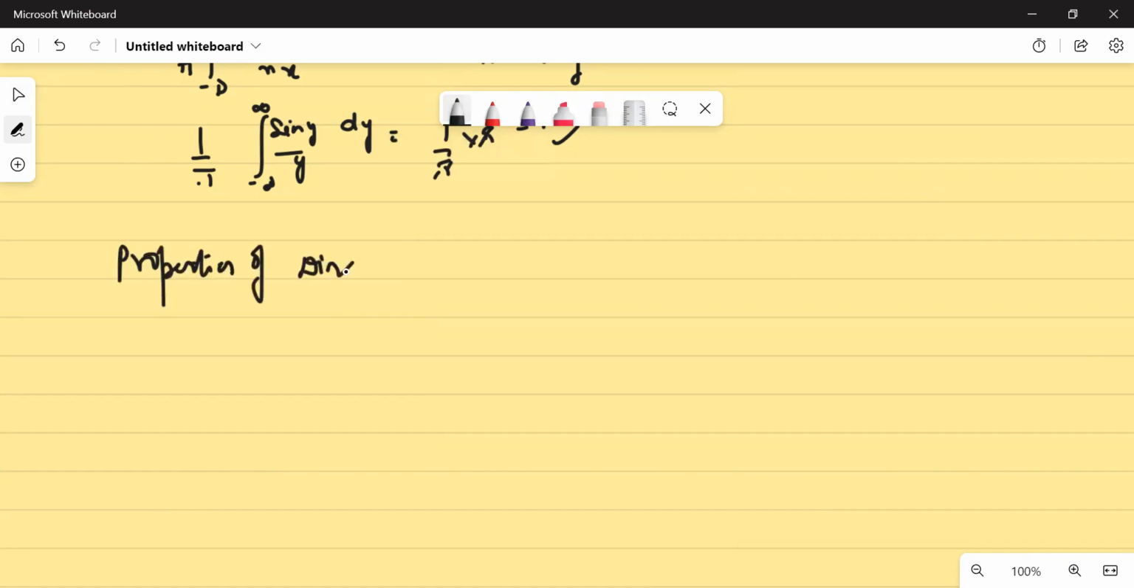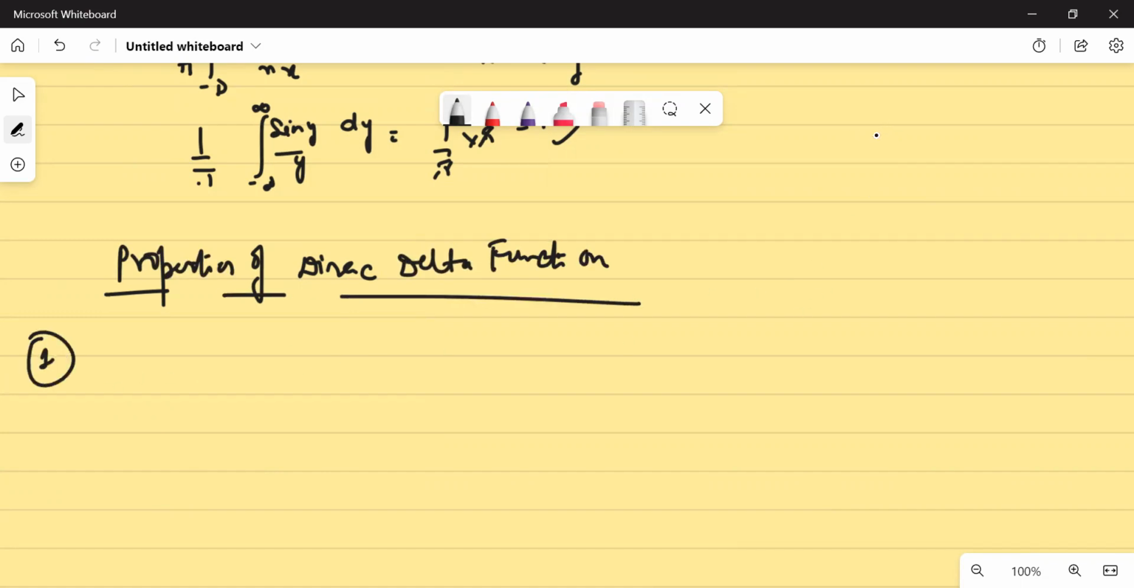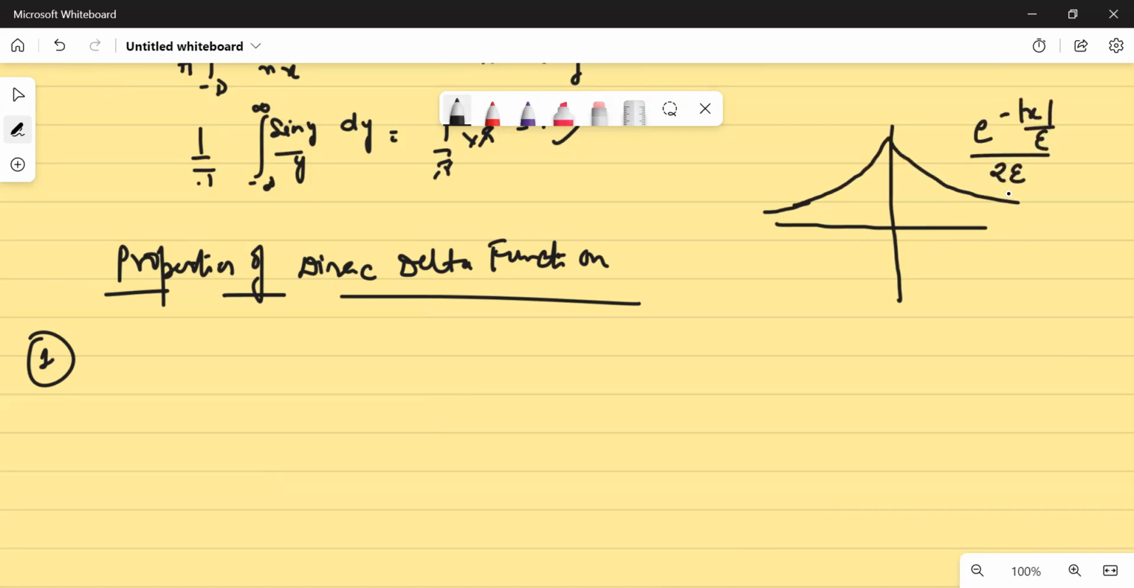which will motivate me to write this particular property. The first property that I would write is, you can understand clearly that all these functions, for example, from day one when I started the lecture, probably the first function that I wrote was e to the power minus modulus of x upon epsilon, divided by 1 upon 2 epsilon. And I also shared Balakrishnan's lecture yesterday.